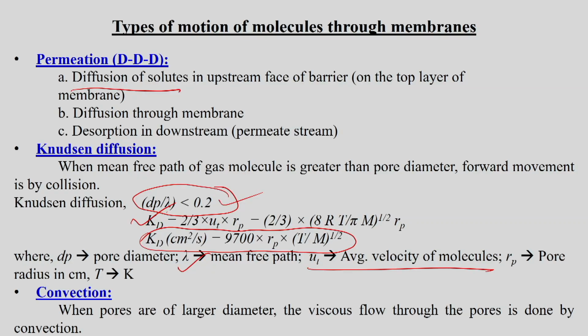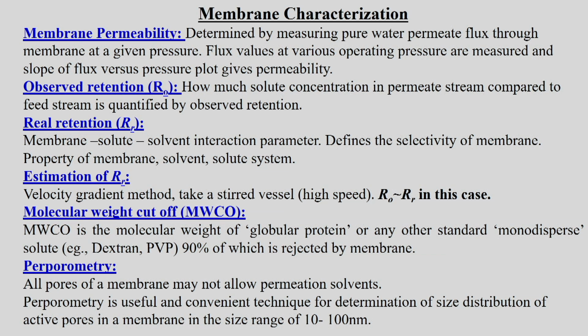When pores are of larger diameter, viscous flow through the pores is done by convection also. Sometimes convective flow is there also. Then we have learned in detail about membrane characterization in terms of permeability, that is the ability of the membrane to permeate the solvent through it at a given pressure. If the permeability value is very high, then it is highly productive, or throughput is very high.